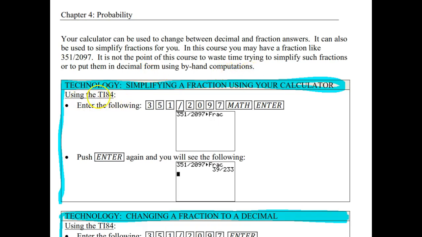So on your TI-84, if you were to enter the fraction 351 divided by 2097 and push Math Enter, so Math Enter tells the calculator that you want to convert that into fraction form. And so then if you push Enter again, you'll see the fraction 39 over 233 on your screen. Okay, so that tells us that that's as simplified as that fraction gets.